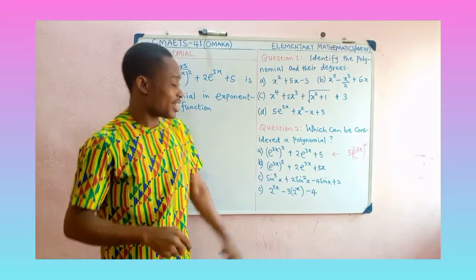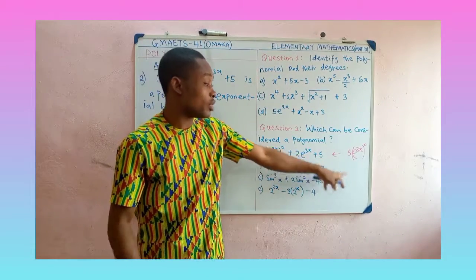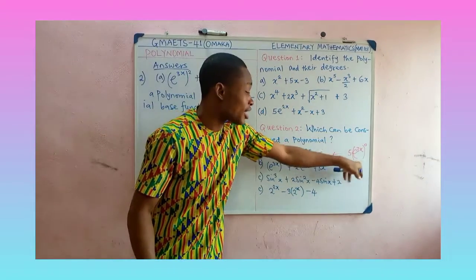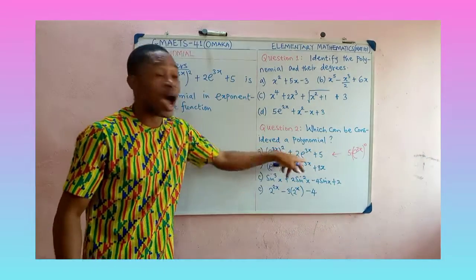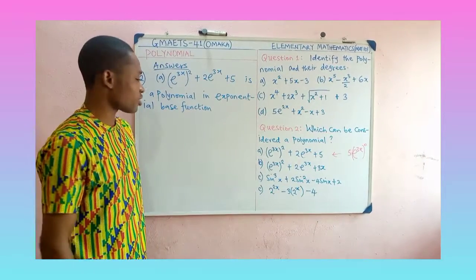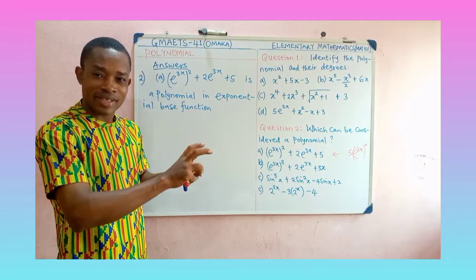Is that okay? And then I've explained that this 5 standing alone is the same as 5 exponential 3x, all raised to the power 0, because I had to write it in exponential base form, knowing that these ones are exponential base form. Is that okay? That's exponential 3x. You see what I did here, right? Good.